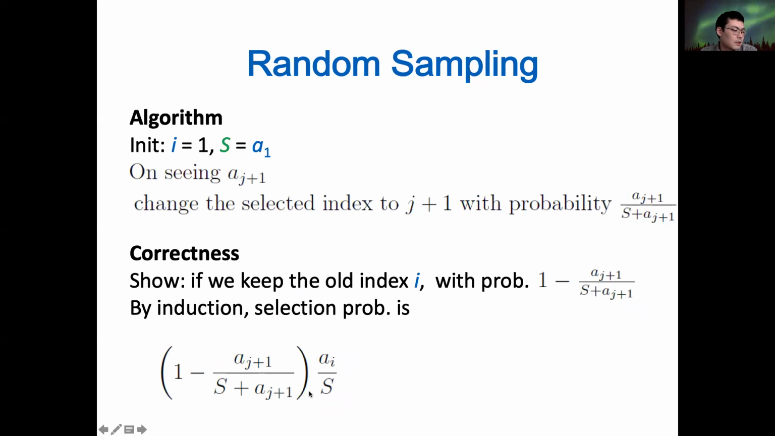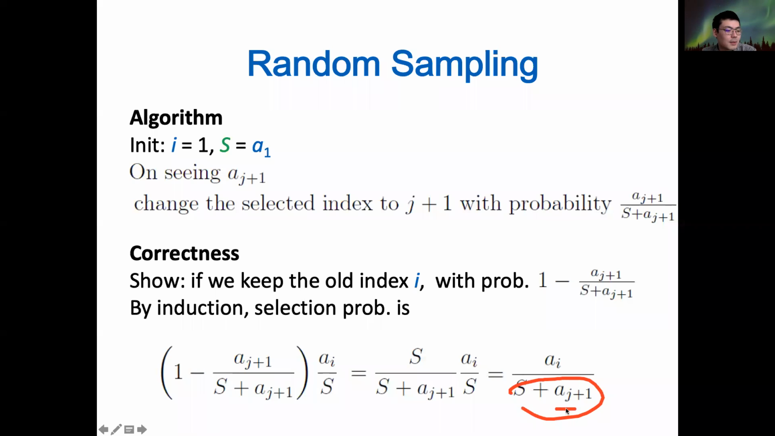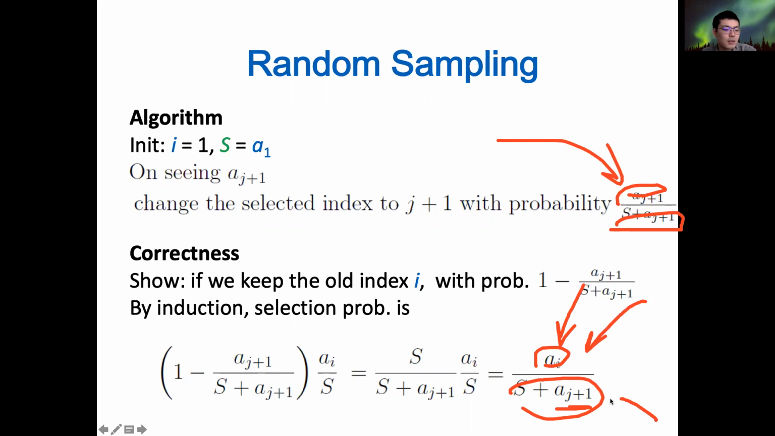Now let's take a look at the result of this value. The numerator is S plus A_(j+1) minus A_(j+1), which cancels, so we have S on the top. And then these two S's cancel, and then we get this. So is this probability correct? The answer is yes. This is the new sum after you see A_(j+1), and this is the weight of A3. So this tells us that no matter which action you take, if you take the new item, of course it's correct because there's a new sum and this is its weight. But even if you keep the old one, the probability is still correct. This is the old weight, and this is the new sum.